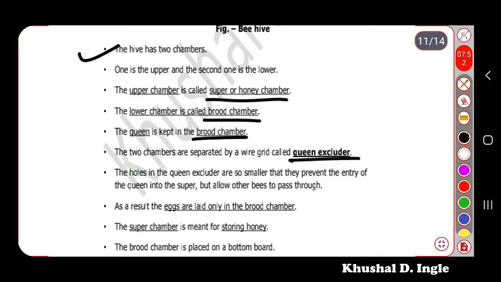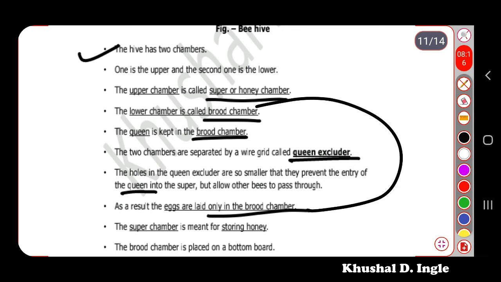So the holes in the queen excluder are so small that they prevent the entry of what? The queen into the super chamber, the upper chamber, but they allow the other bees, that is workers, to pass through that hole. As a result, what will happen? Eggs are laid only in the brood chamber, that is the lower chamber. Why the lower chamber? Because we have seen that the queen is only present in the lower chamber.